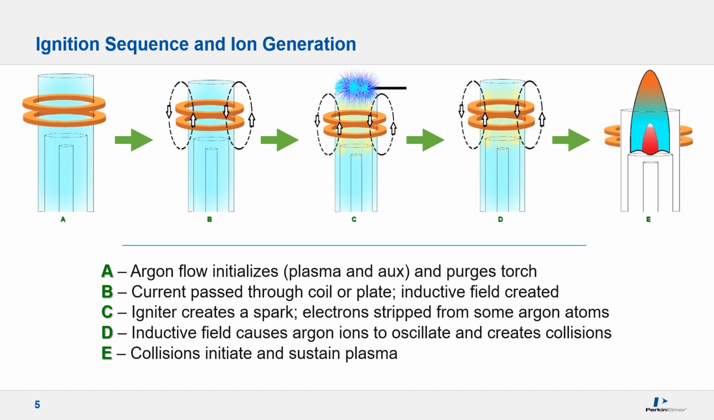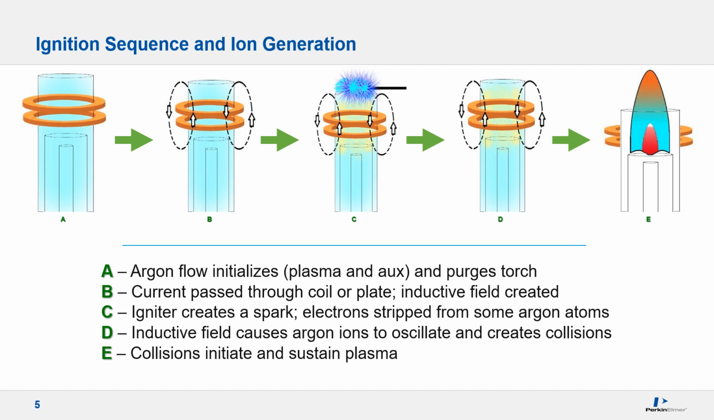With argon gas being swirled through the torch, a spark is applied to the gas, causing some electrons to be stripped from their argon atoms. These electrons are then caught up in the magnetic field and accelerated by it. Adding energy to the electrons by use of a coil in this manner is known as inductive coupling.